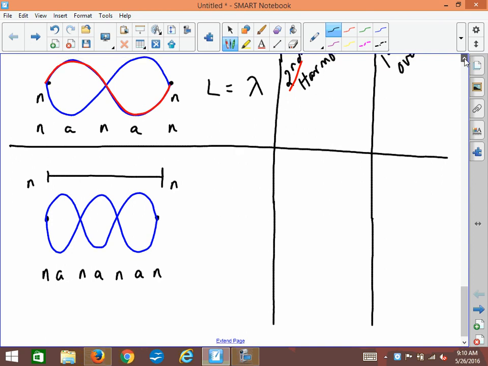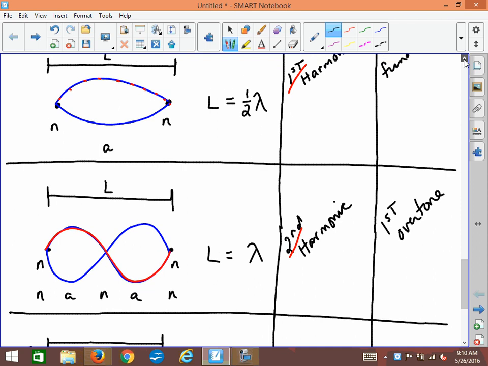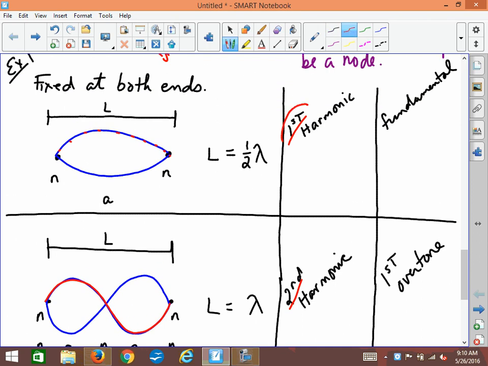You may also be noticing there's a pattern with the number of loops. In the first harmonic, we have one loop.